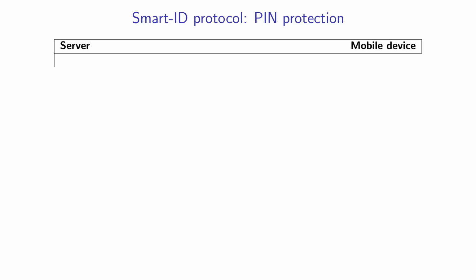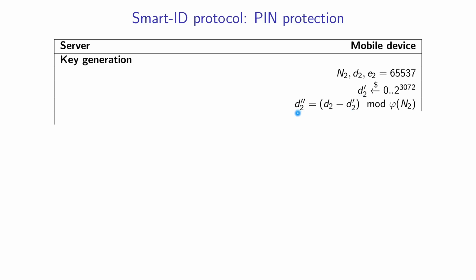Here's how it works. After the mobile device generates the key, it performs secret sharing of this private exponent D2. It is done by first generating a random 3072-bit number D2 prime, which will be the first share of the private exponent, and D2 double prime, which is calculated by subtracting from the private exponent D2 the random share D2 prime.